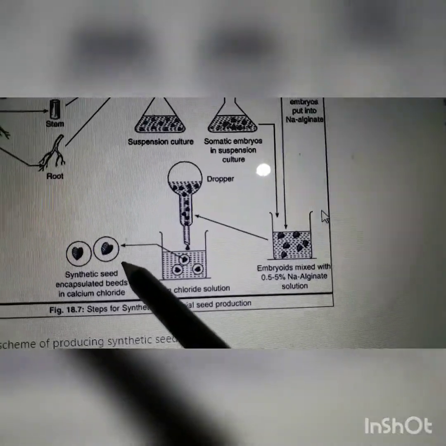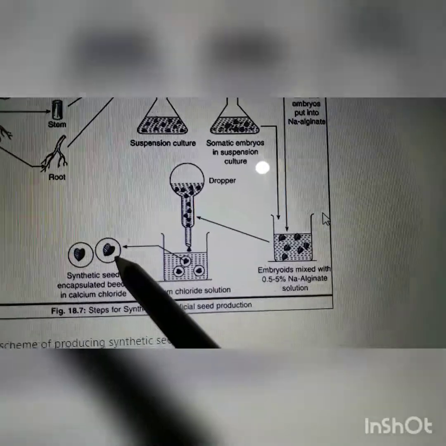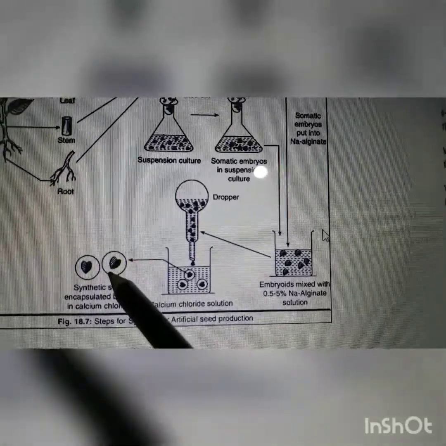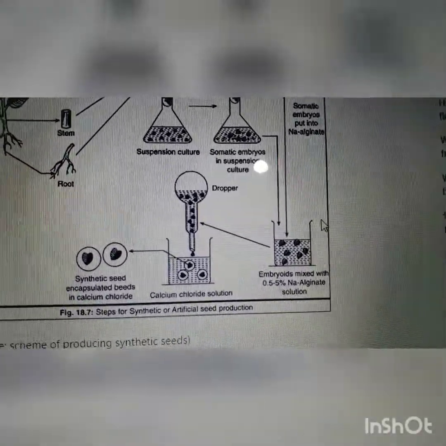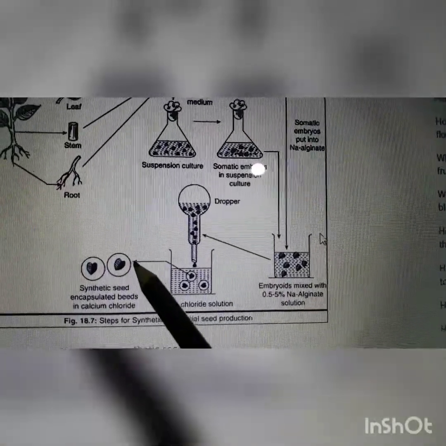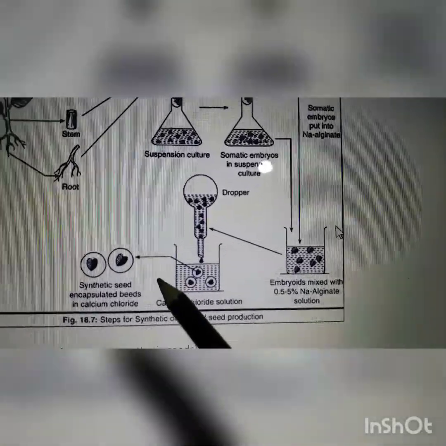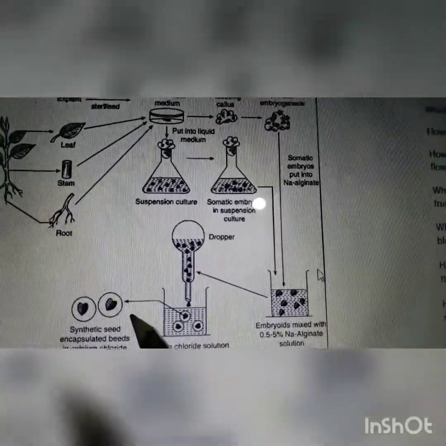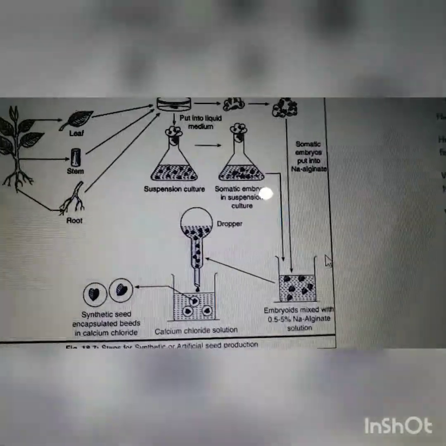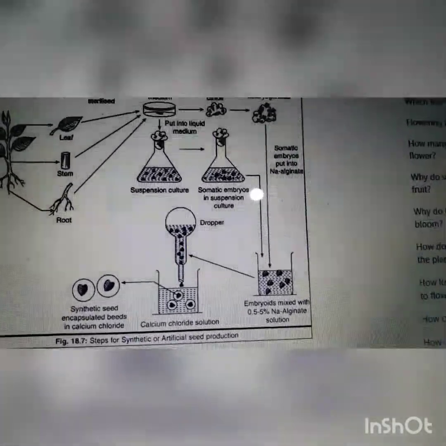So these synthetic seeds are formed, in which this is the PLB, which acts as the embryo, and on the outside this is the endosperm, which is made up of medium, and the outer layer is the testa, which is calcium alginate. As these are synthetic, artificial, but they are like seeds, they are called artificial seeds, right? So this is the basic structure, and they form like this.